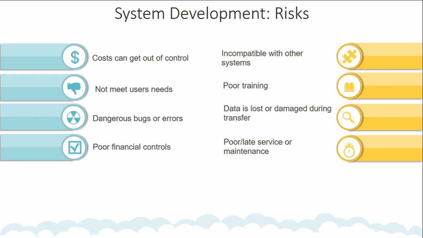A system is only as powerful as the people that are using it. So if we do not train our employees adequately, we can end up with a system that can do a large amount of things, but because our employees do not know how to use it, we then end up with a situation where the system is useless.